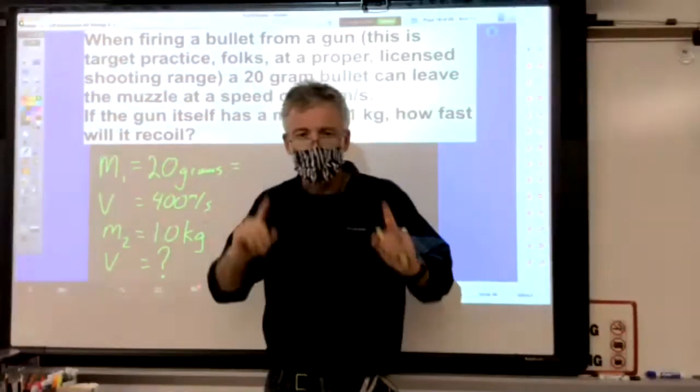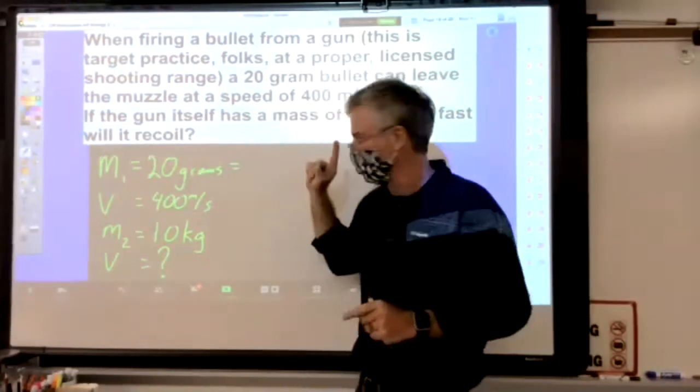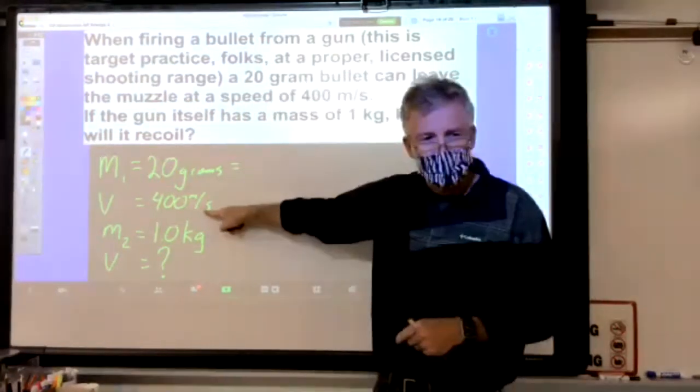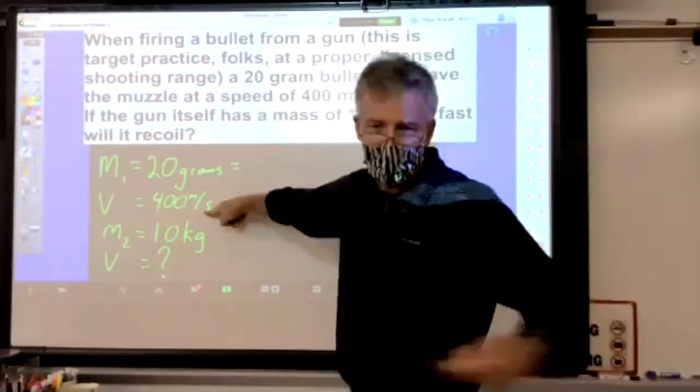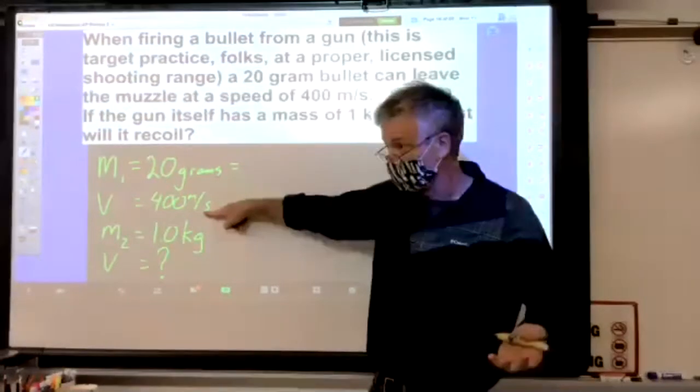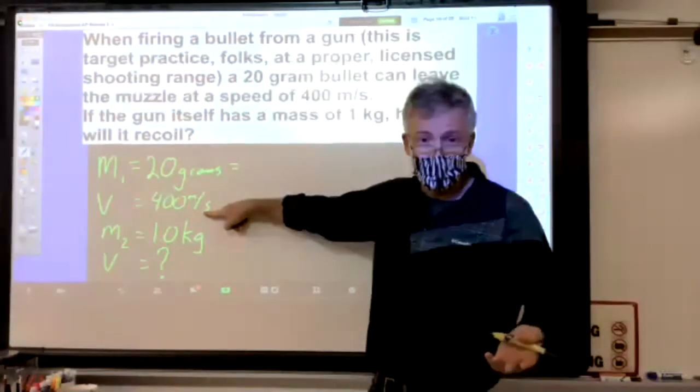Right. I need to very deliberately make sure that I assign the correct speed to the correct thing. So you may have to go back and look at the problem. 400 meters per second is the speed of what? The bullet or the gun? This should be pretty obvious, right? Bullet. Yeah, it's the speed of the bullet.